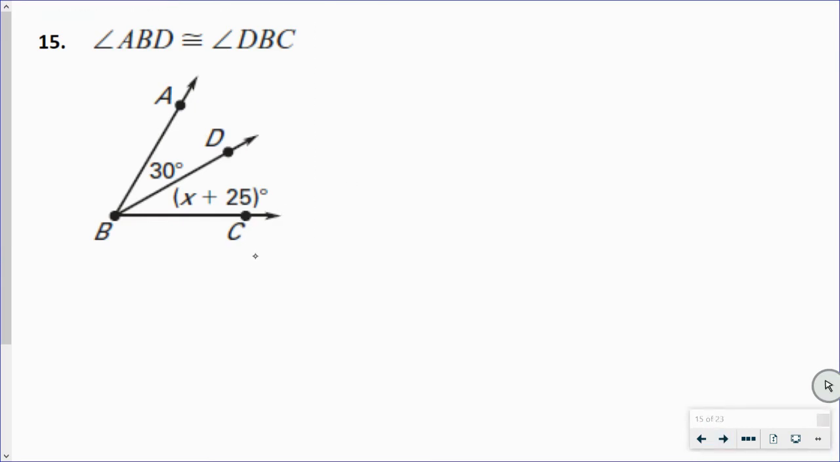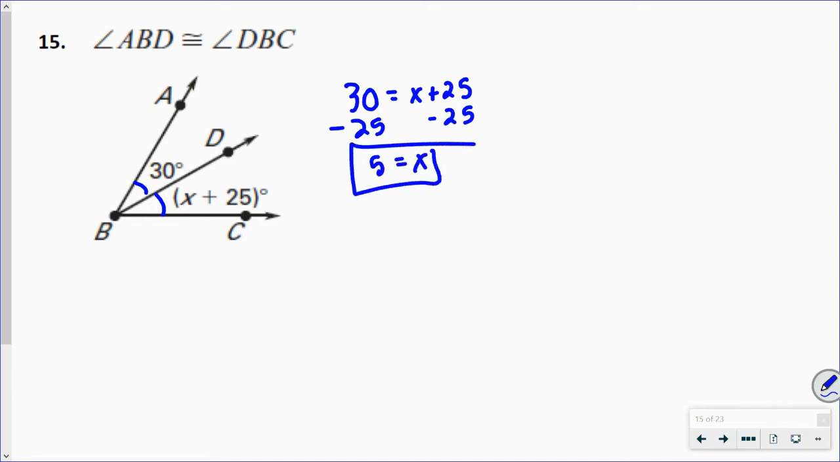Okay, they give us some notations on this one. It says angle ABD is congruent to angle DBC. So these two are the same angles. It tells us that right there. So that tells me that 30 equals x plus 25. If I subtract 25, you get 5 equals x. And it didn't say it wanted the other angles. I think the directions on your review say just find x. So we found x. And again, we know we can find this. This is 30 and this is 30. We can find the other angles as well.